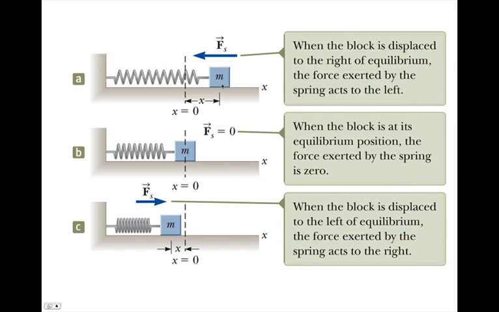These diagrams show you a spring undergoing simple harmonic motion. The further we pull it from its equilibrium position, the greater the force. The force is always pushing it back towards its equilibrium position. So if we pull it to the right, the force is to the left. If we pull it to the left, the force is to the right. And when it's at its equilibrium position, there is no force.